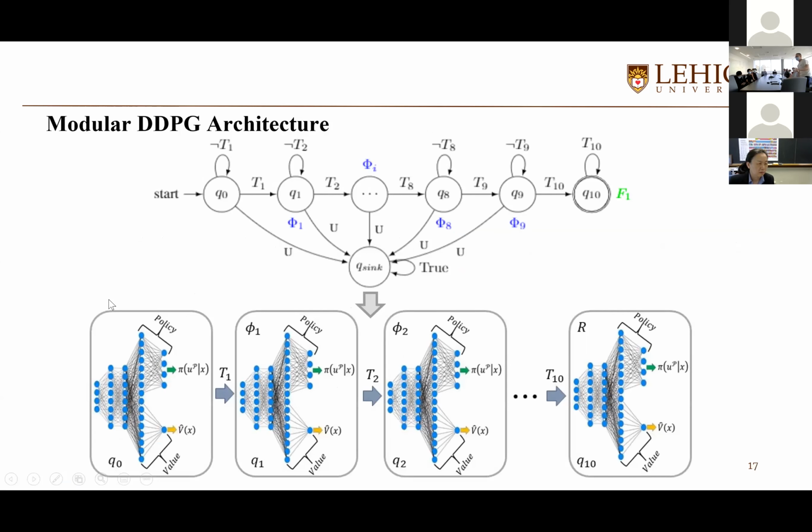To solve the issues, we propose a modular DDPG, where we decompose the task based on the automaton structure into subtasks. And for each subtask, we propose a new DDPG architecture to take care of it, so that we can improve the success rate and the performance.